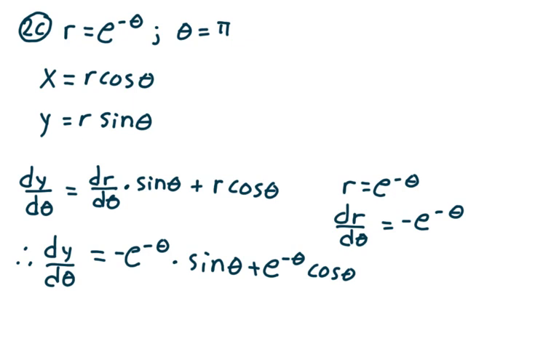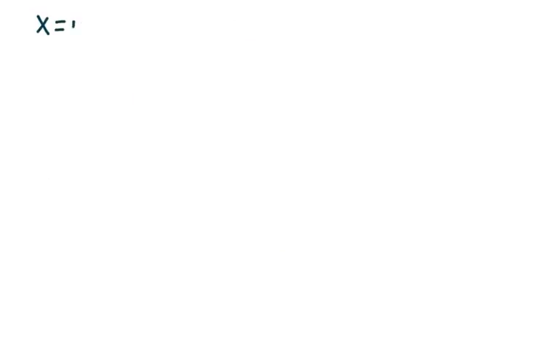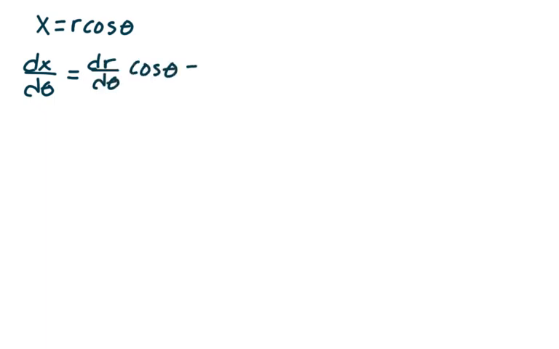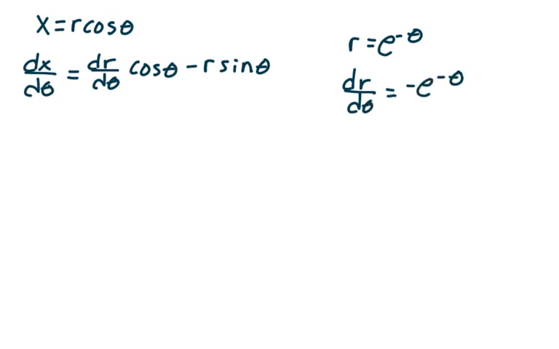Now, let's go to the next one. So x equals r cosine theta, right? And I'm going to do it again. dx/d theta is dr/d theta cosine theta minus r sine theta. So this is just product rule. But again, let's remind ourselves, r equals e to the negative theta. dr/d theta is negative e to the negative theta. And so this is negative e to the negative theta cosine theta minus e to the negative theta sine theta.